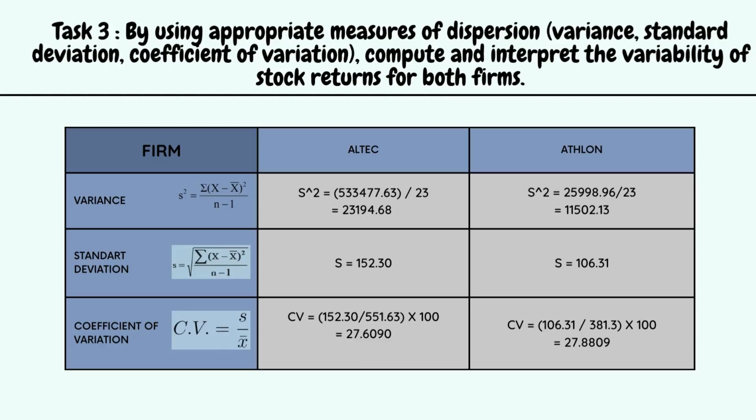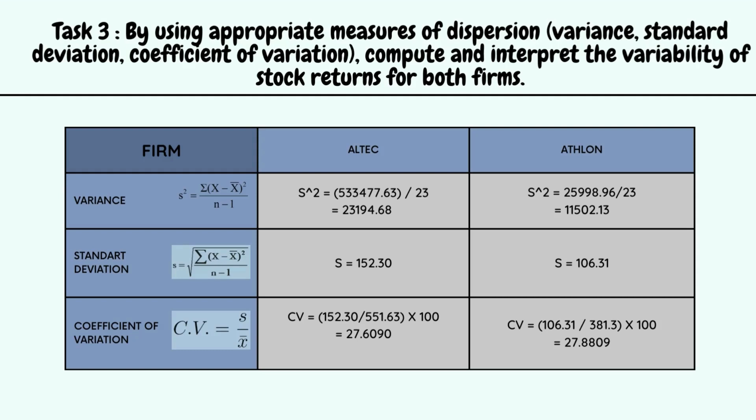For the variance of the company, we're going to use the sample formula: s squared equals the sum of (value minus mean) squared, divided by the number of observations minus 1. First, we have to calculate the value of Altec company minus the mean and square it for each year and total it. After that, divide it by the total of years, which is 24, minus 1. And the answer is 23,194 ringgit and 68 cents.